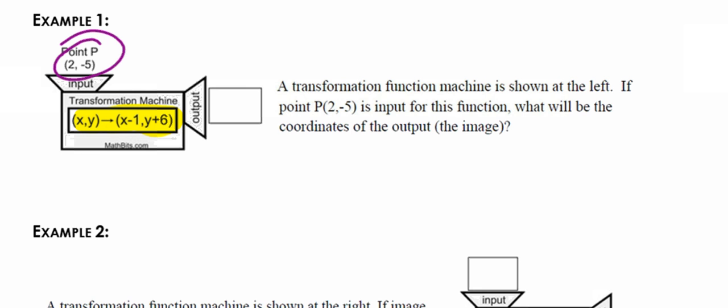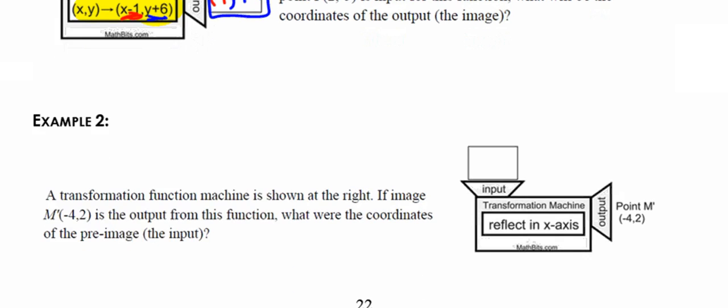Well, our transformation says take the x value of 2 and subtract 1. So when we take the x value of 2 and subtract 1, we end up at 1. This particular transformation says take the y value and to that add 6. So when we add 6 to the -5, we end up at 1. So the output, or our P prime, our image under that particular transformation, is the point whose coordinates are 1, 1.